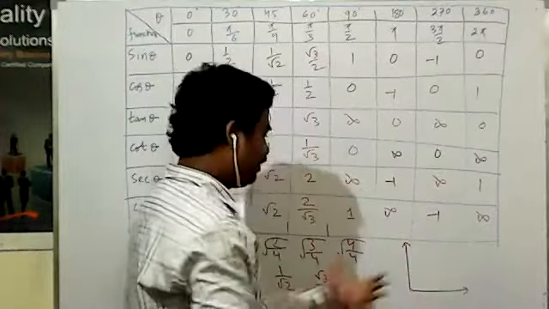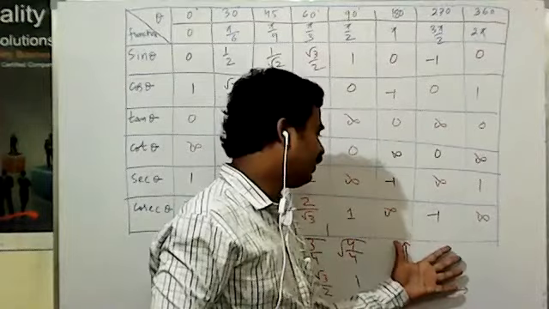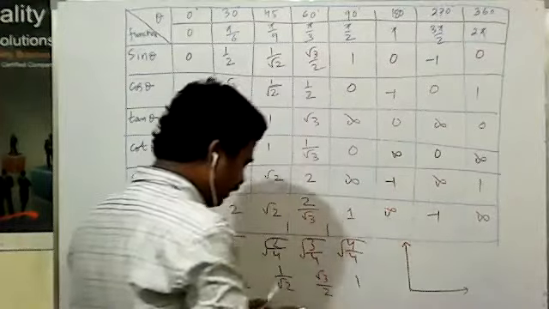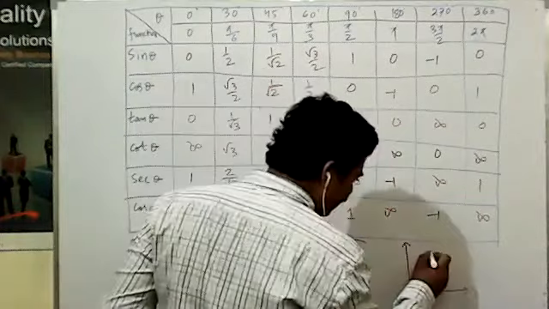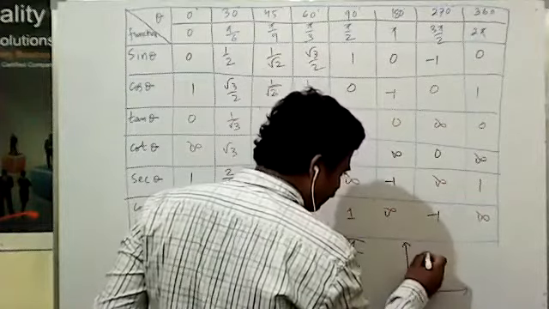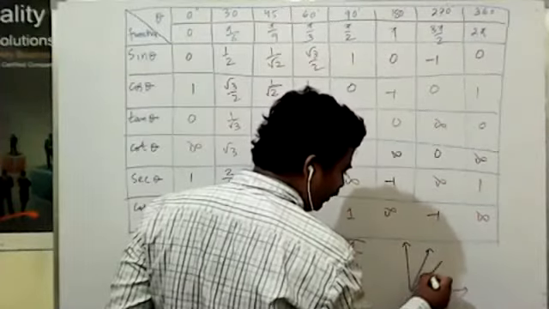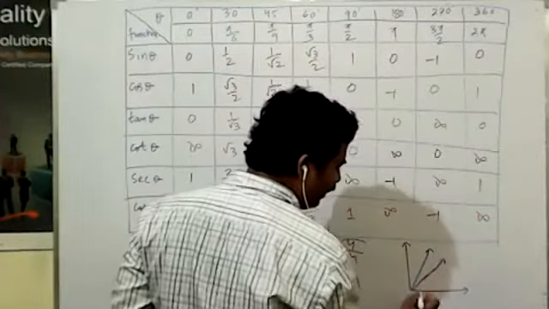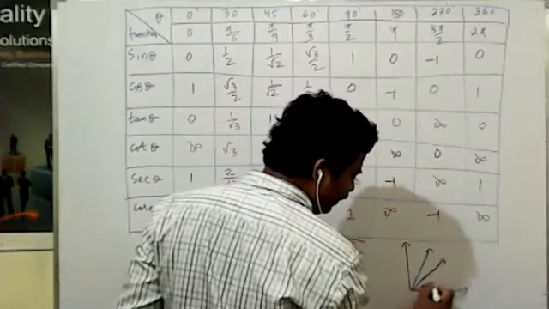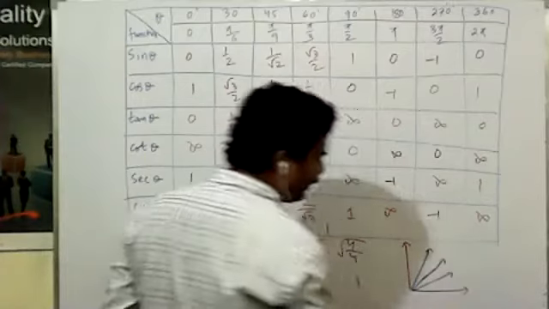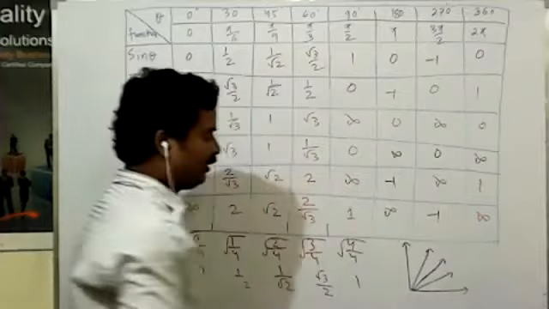Okay, this is the thumb, this is the little finger. In that way, this is the index finger, which means 60 degrees. This is 45 degrees, that is the middle finger. This is 30 degrees, that is the ring finger.